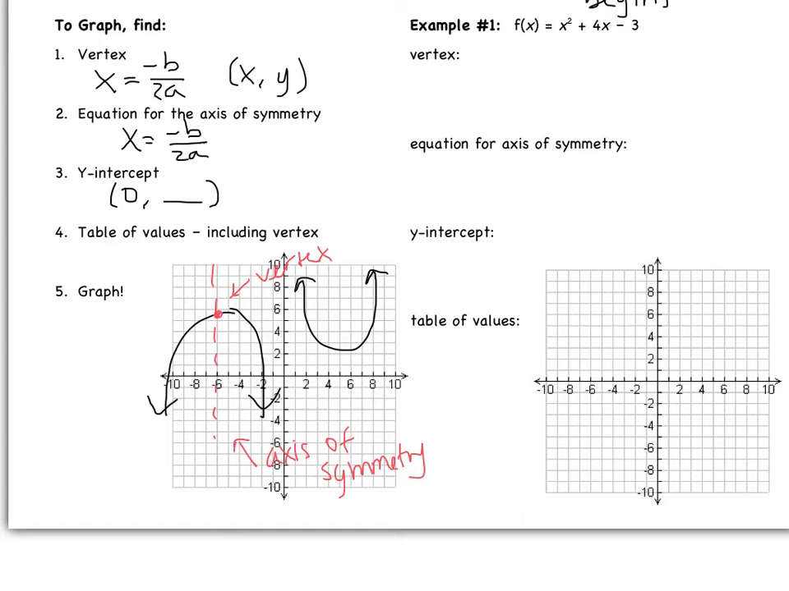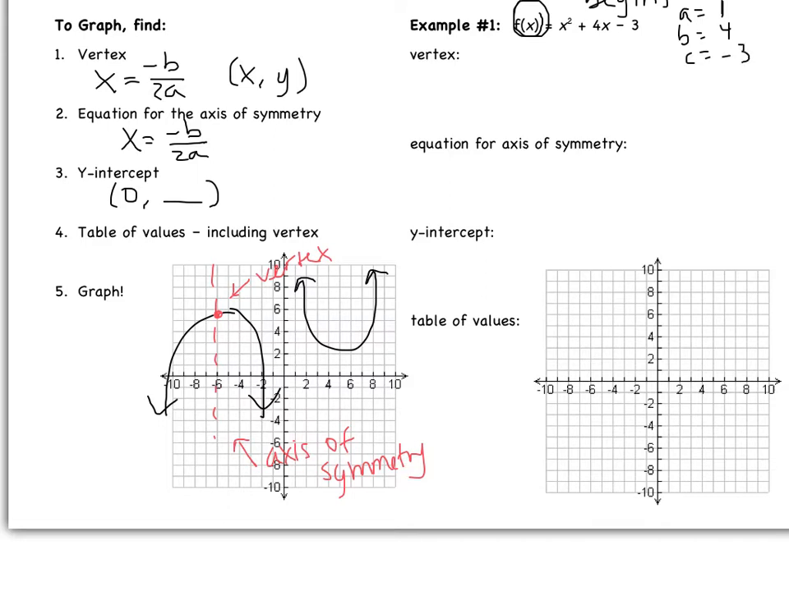So I know this is a lot of information, so I think we're just going to jump right in and do an example. If we see example number 1, it says f of x equals x squared, add 4x minus 3. This f of x just tells us that it's a function. So it's really the same as y equals. So first thing I'm going to do is say what a, b, and c are. A is the number in front of x squared. When there's nothing written, that's understood to be a 1. Our b is in front of the x, so that's a 4. And then our c is the number that doesn't have an x, so that's negative 3.